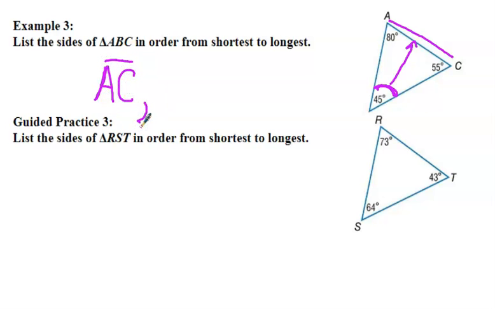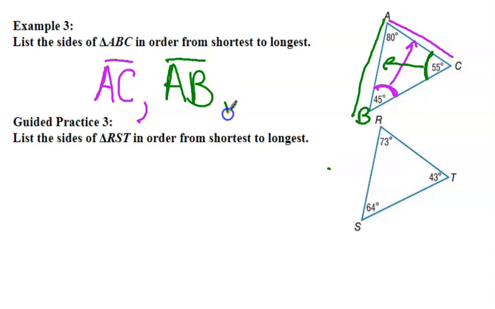What is the next smallest angle? That is 55 degrees. What's the side across from that? We need a B right here. The B went away, so AB. And then the biggest angle is 80 degrees. What is the side across from that? CB. There we go. We listed the sides in order from shortest to longest.